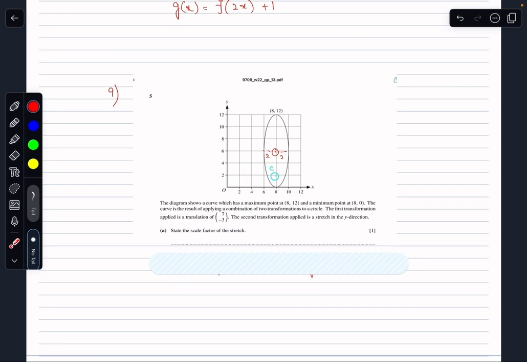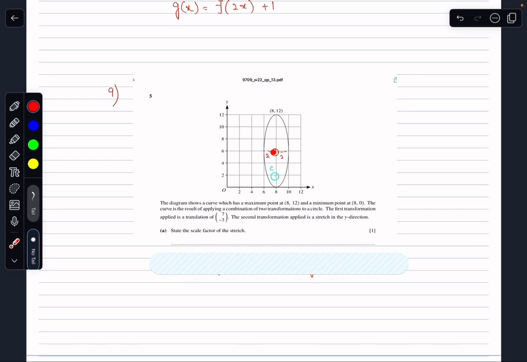And secondly, the second transformation is a stretch in the y direction. State the scale factor of the stretch. Before starting our calculations, just observe that each unit on the grid is represented by 2, meaning if this is an 8, then the grid line before is a 6, meaning the difference between 6 and 8 has to be a 2. So from here, what I know is that there is a stretch in the y direction. So obviously the x direction is not changing.